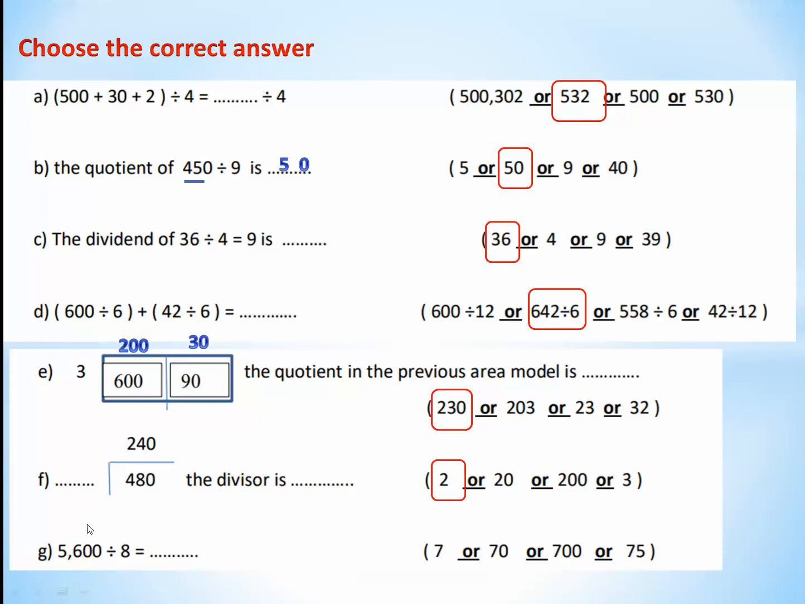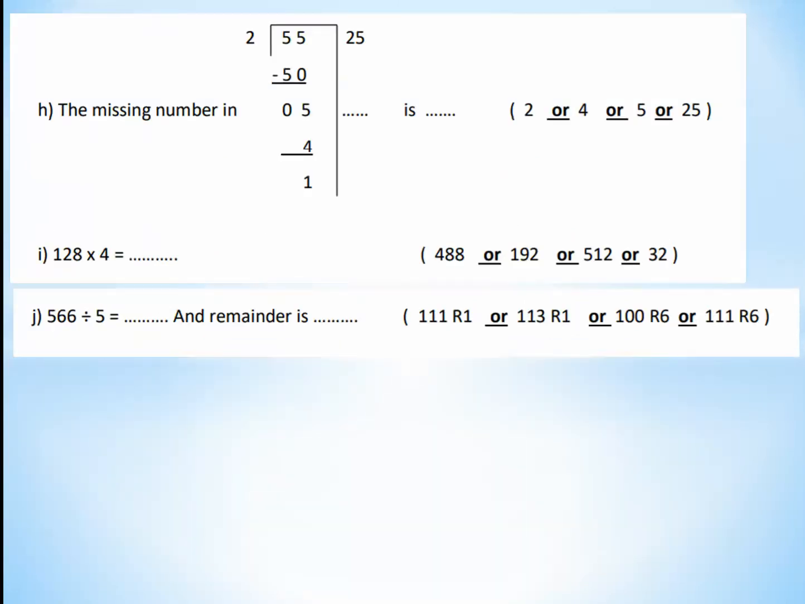5,600 divided 8, we will take 56. 56 divided 8 equals 7, and put the 2 zeros, so the answer is 700. Here, we will divide 55 divided 2. Here, we want to divide 4 divided 2 equal, yes, 2, so the missing number is 2.